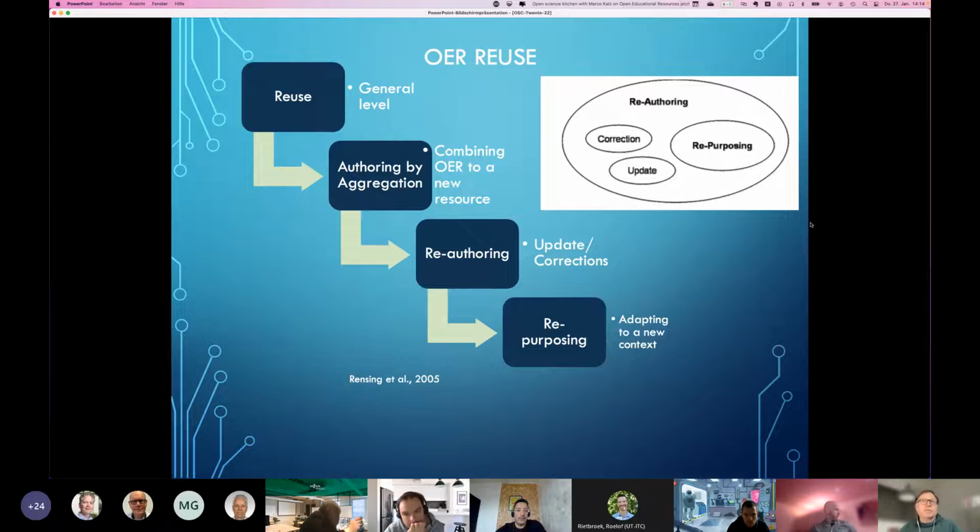And then another component of this OER idea was that you can have very different levels of reuse. So you can reuse a resource as is. You can combine different open education resources by aggregation to a new course, for example. You can re-author a resource, so adapt it, or you can repurpose it into a new context. For example, you take something from an undergraduate level to a graduate level, or from this faculty to the other, and so on.